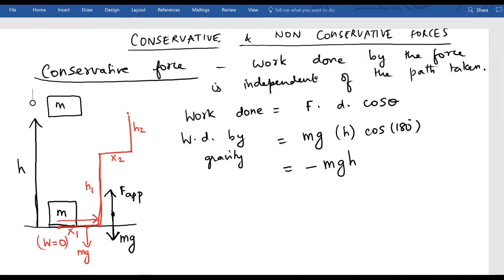The same is the case here because the force is straight down and the displacement is horizontal. So the force is perpendicular to displacement. So for horizontal paths, there is no work done. What about the vertical?